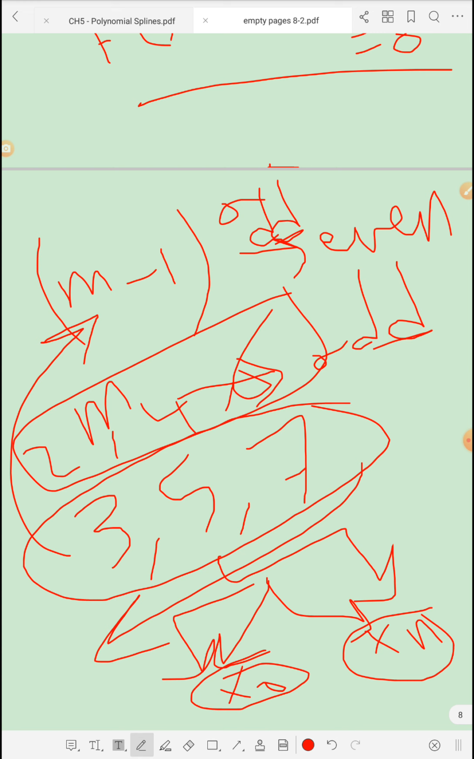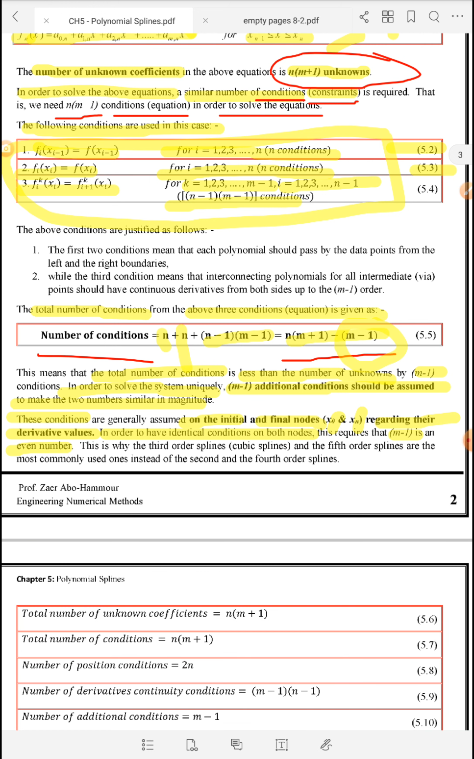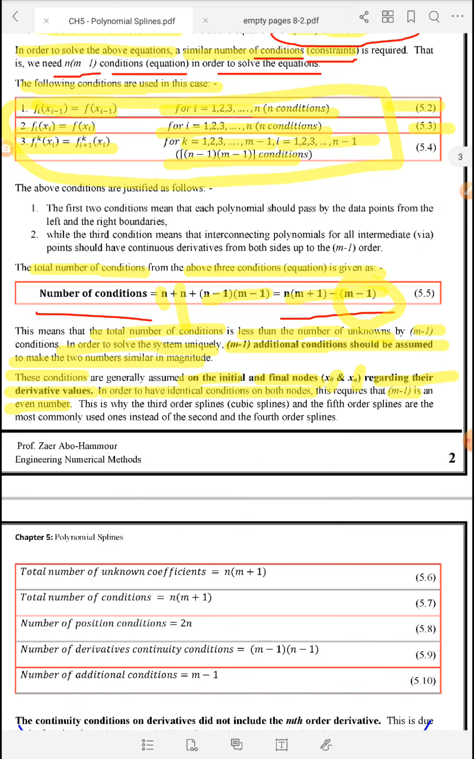One of them will be higher than the other by 1, and this is the major reason behind the fact that if we return to the books, they generally use third order splines, which are cubic, or fifth order splines instead of second or fourth. Why? Because if the order of the spline is odd, the additional conditions are even and they are equally distributed between x0 and xn.